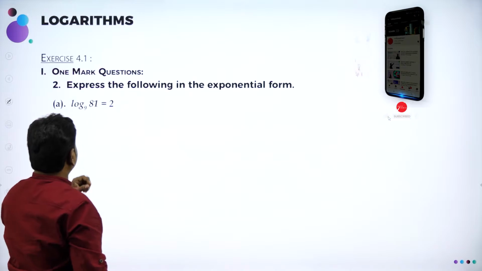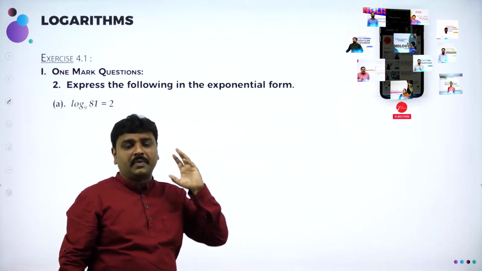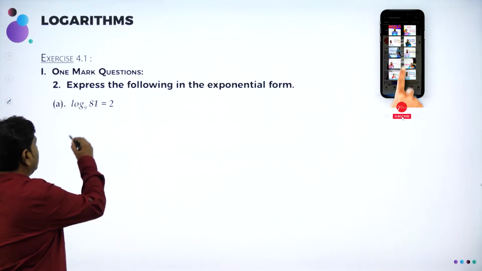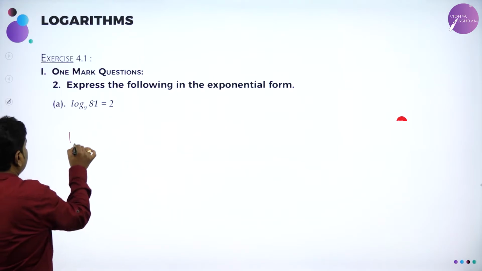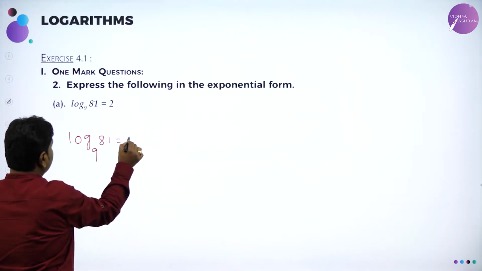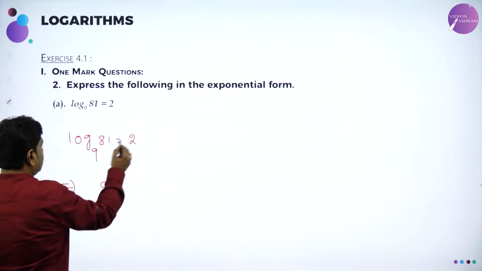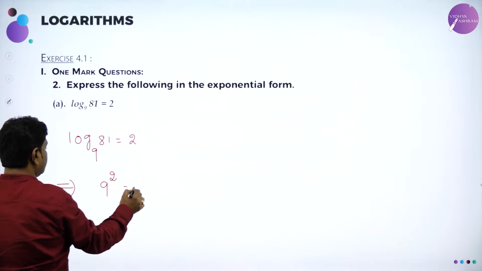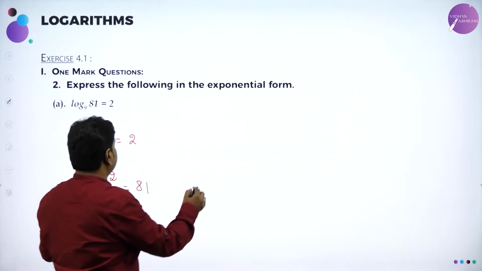Exercise 4.1, one more question. Express the following in exponential form. So now, any logarithm can be written in terms of exponential. They gave log base 9 of 81 is equal to 2. That implies what is the base here? 9. And RHS is 2. So 9 power 2 is 81. You know the expression I taught you.